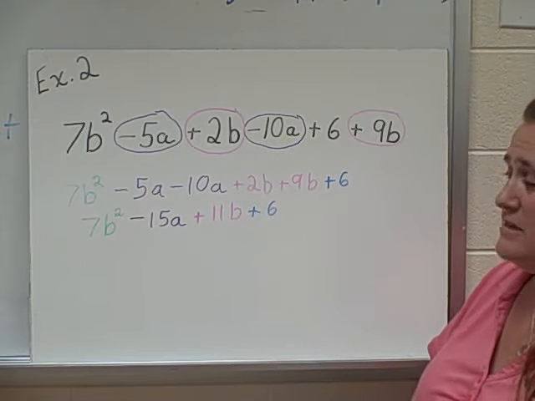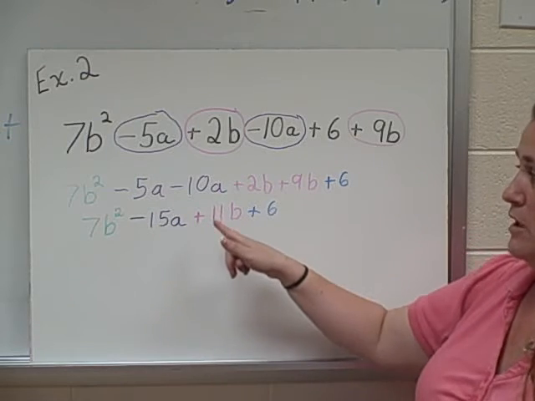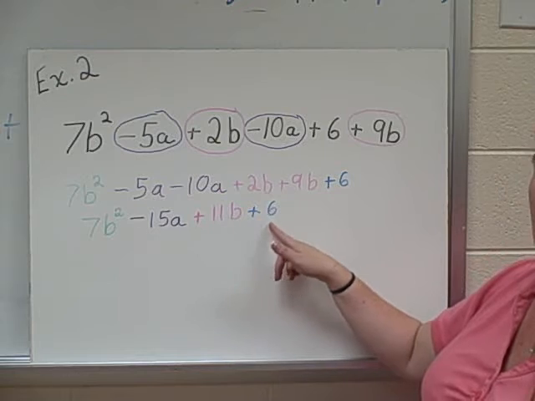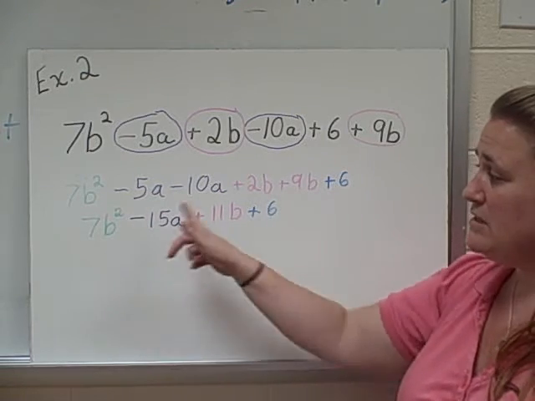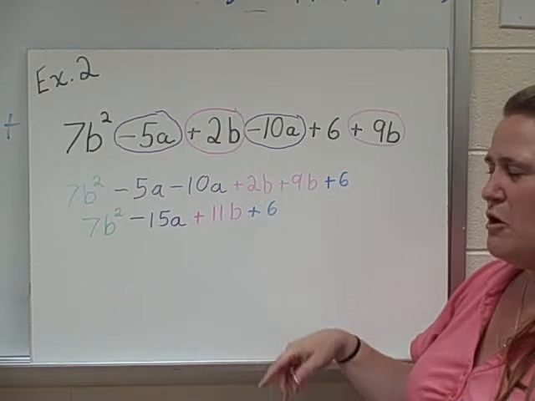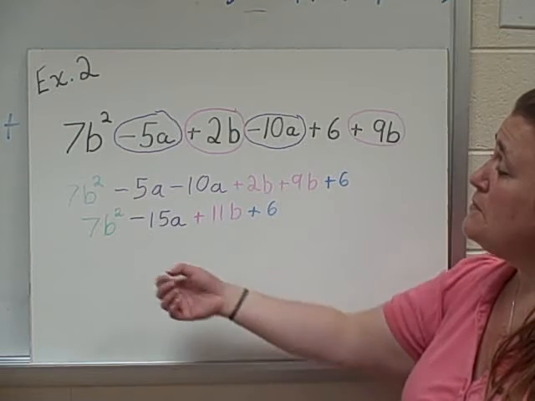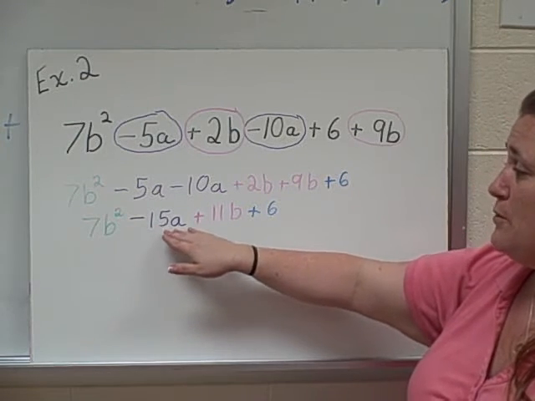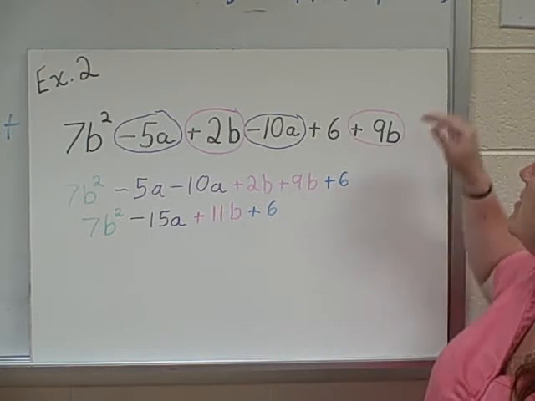Now sometimes you may end up with your constant somewhere in the middle. And if that happens, when you rewrite it at the end, put your constant at the end. It's not technically wrong to have it somewhere else, but in math, we have certain rules, kind of like in English, we have grammar rules. We start with variables that have exponents, and then we put them in alphabetical order, and then put constants at the end.